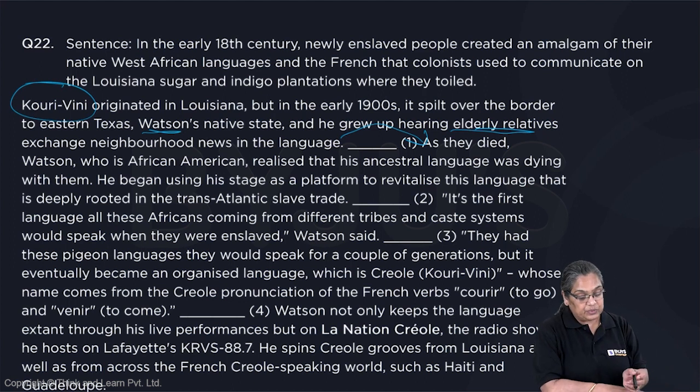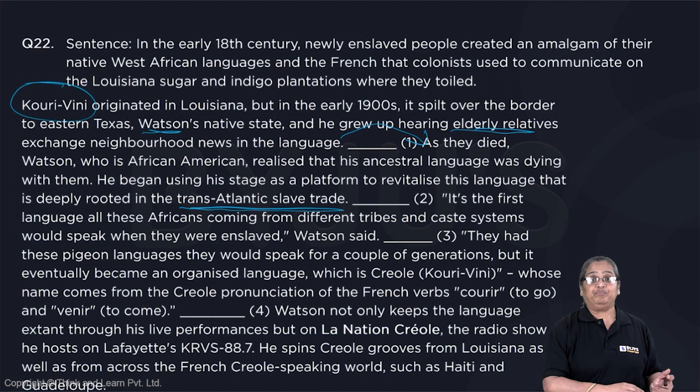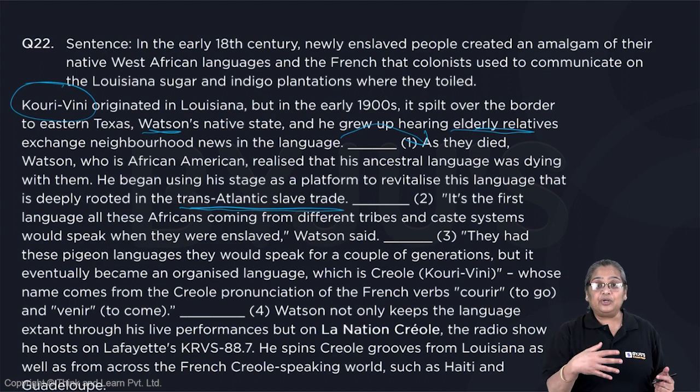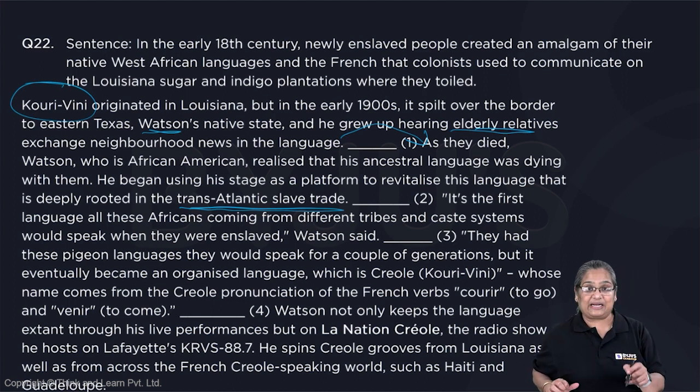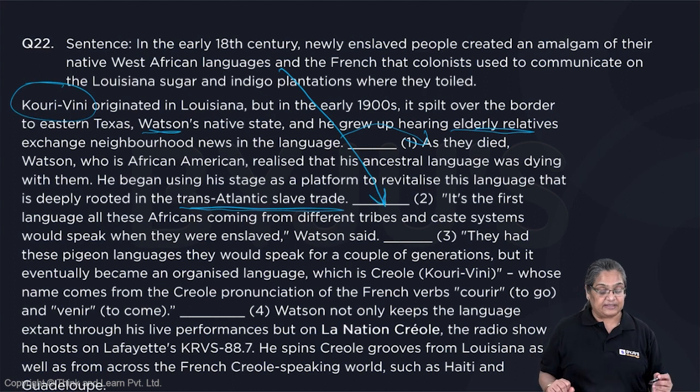He began using his stage as a platform to revitalize this language that is deeply rooted in the transatlantic slave trade. He used the stage to revitalize this language. This language had its origins in the transatlantic slave trade. So the slave trade has been introduced here. Then put the missing sentence here.